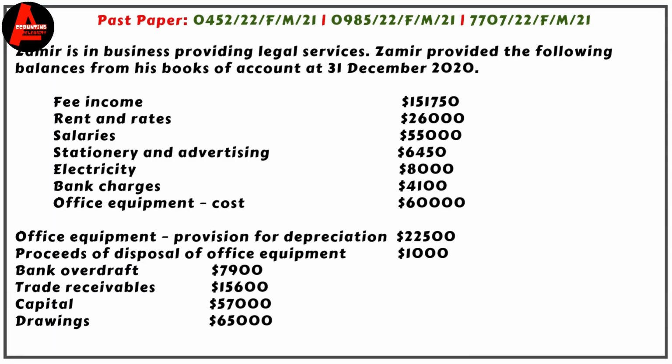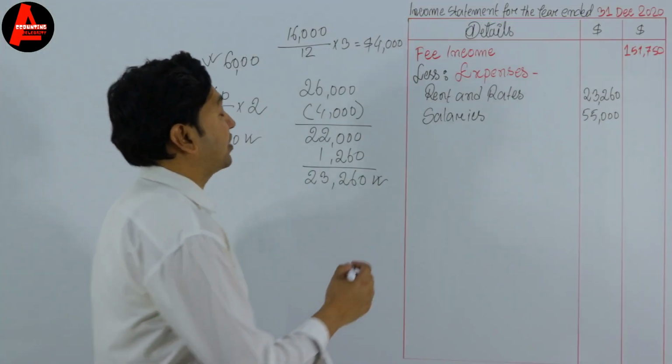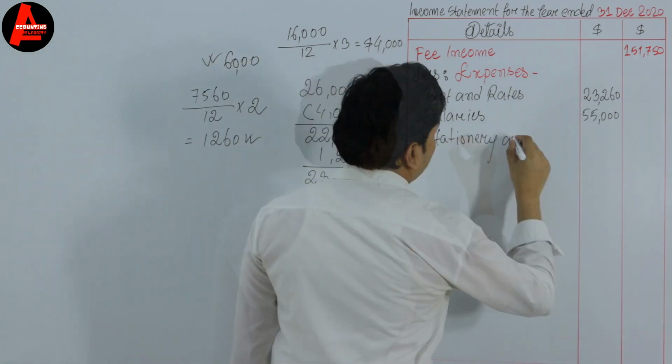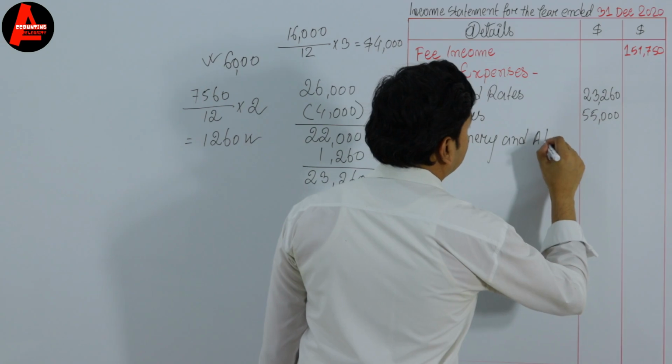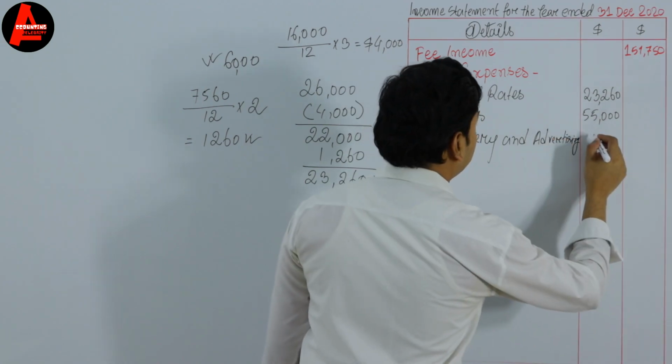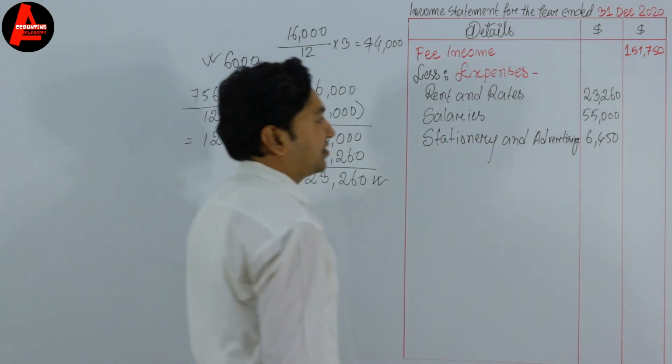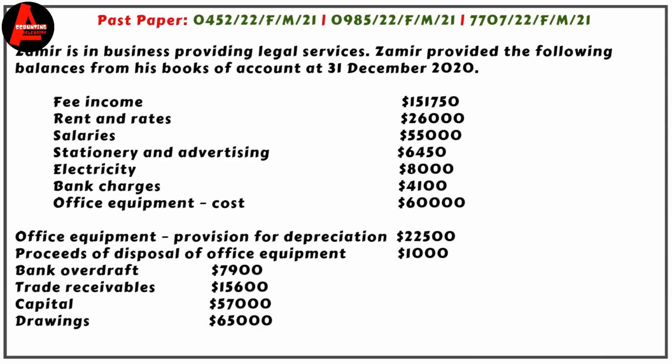Okay, then we have stationery and advertising. It is $6,450. Okay, this is also an expense for the business. So let us write here stationery and advertising. Okay, so here we have $6,450.